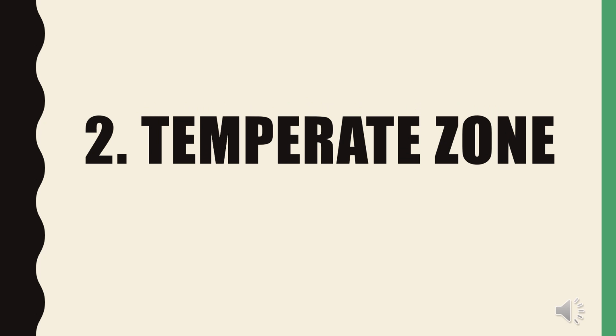Number 2. The Temperate Zone. It lies between the Tropic of Cancer and the Arctic Circle, and between the Tropic of Capricorn and the Antarctic Circle. This zone receives slanting rays of the sun, therefore the climate is neither too hot nor too cold. They have cold winters and mild summers.